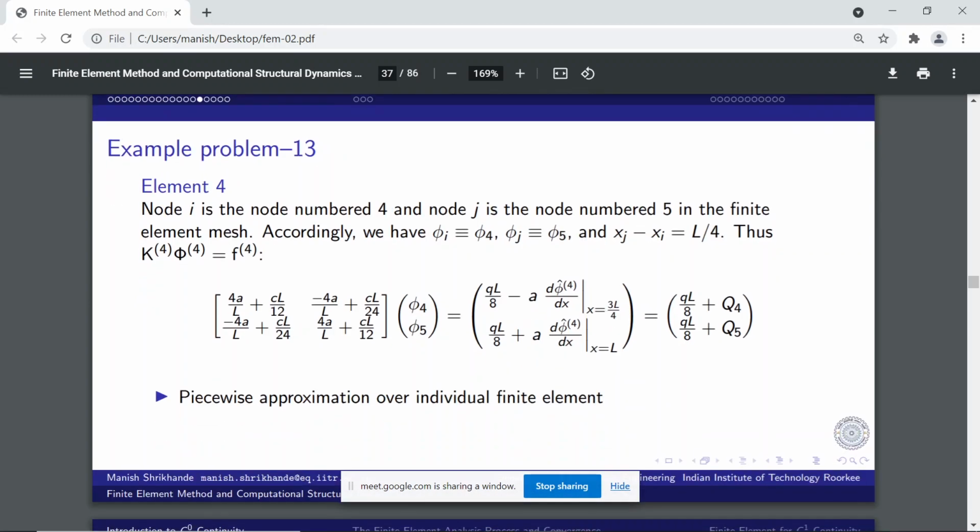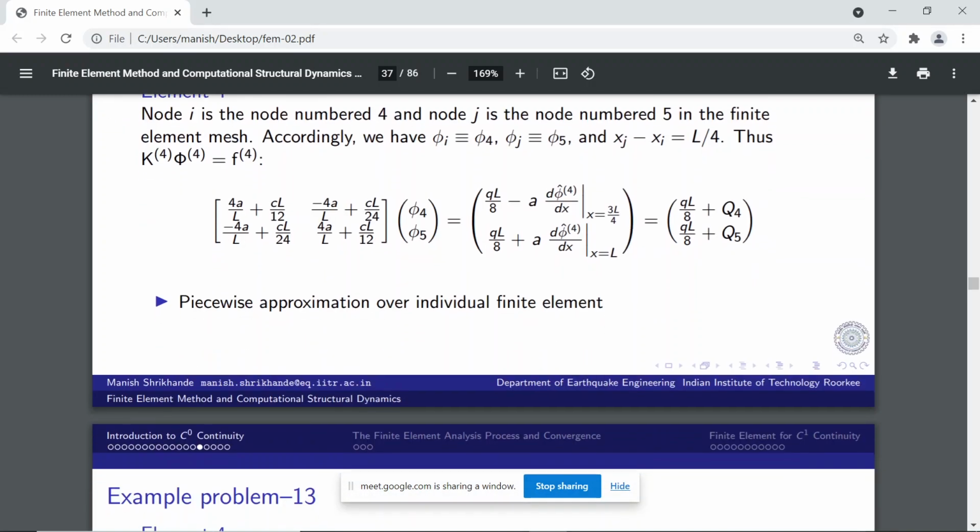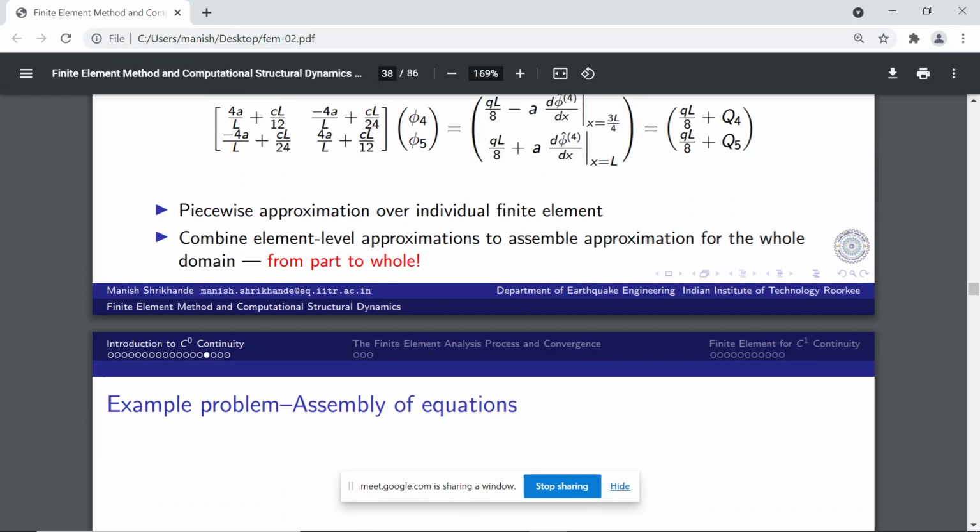Now the problem is, we have been able to achieve this by virtue of constructing piecewise approximation over individual elements, and now these algebraic equations are representative of the weighted residual statement over individual elements. Now the next task at hand is the imposition of the continuity requirement, or taking contribution from all of these individual elements and then combining them to get the sense of the total domain, the entire problem, right? So combine element level approximations to assemble the approximation for the whole domain.